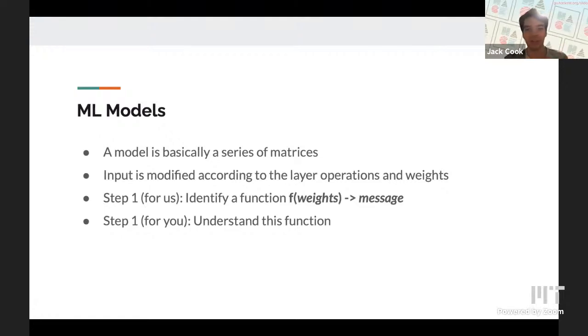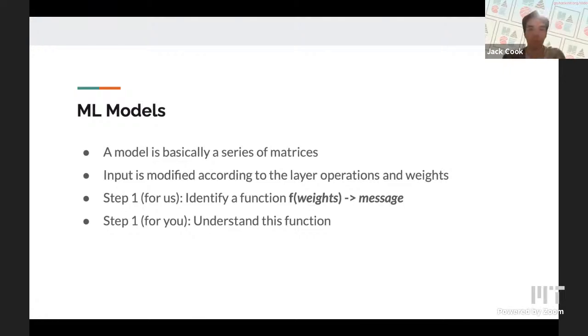Basically, this puzzle takes advantage of the fact that a machine learning model is basically a series of matrices. If you dig into a model and look under the hood, all you're going to get is a series of weights. And these weights are all matrices with different dimensions. When an input goes through a machine learning model, it just gets modified according to the operations and weights of each layer.